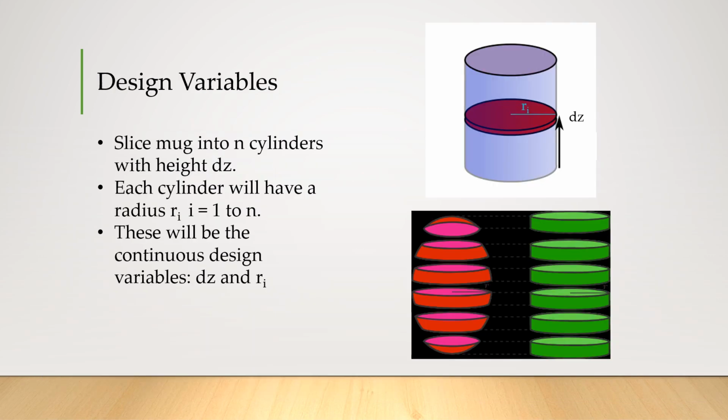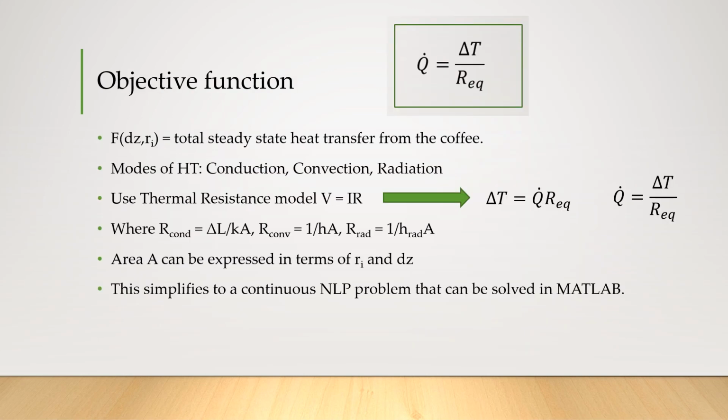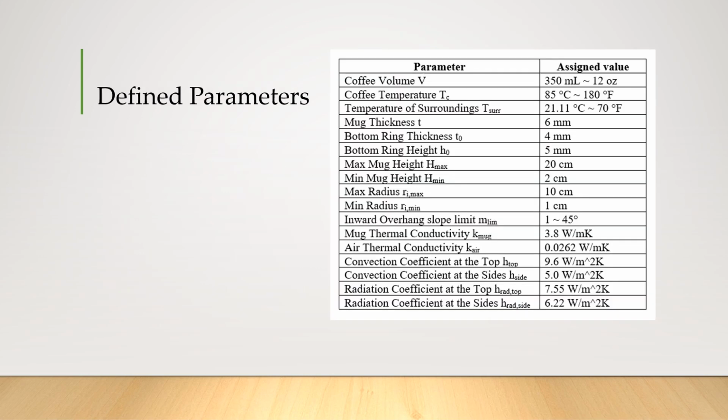The design variables will be the thickness of the slices, DZ, and each radius, RI, where each radius will vary linearly from one slice to the next. The objective function, which we want to minimize, will be the total steady-state heat transfer rate from the coffee to the surroundings. We will formulate this using the thermal resistance model.